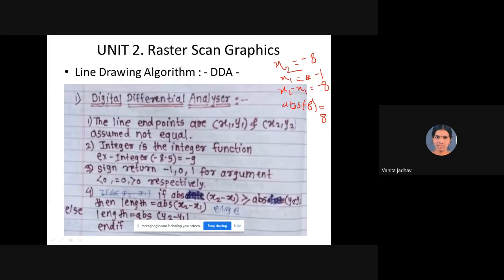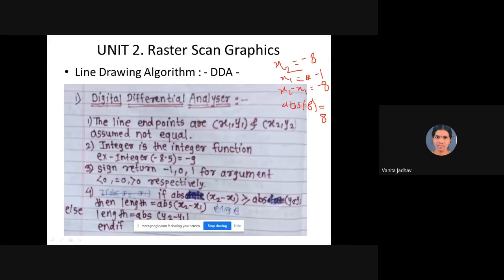So in that case, length will be ABS of x2 minus x1. Otherwise, length will be ABS of y2 minus y1. So if x2 minus x1 is greater, if this term is greater, in that case we are taking length is equal to this term. Otherwise, we are taking length is equal to this term.